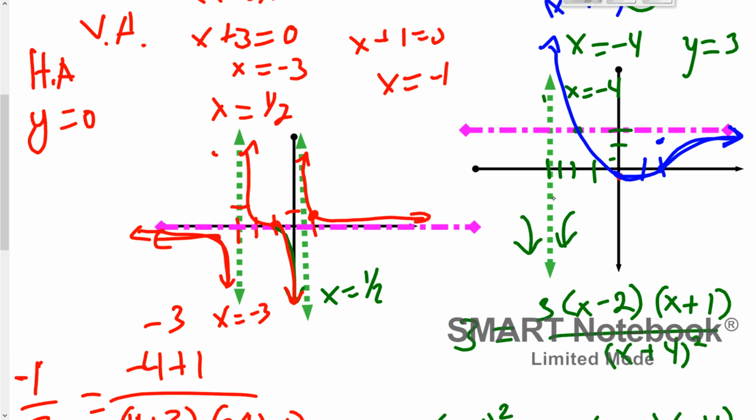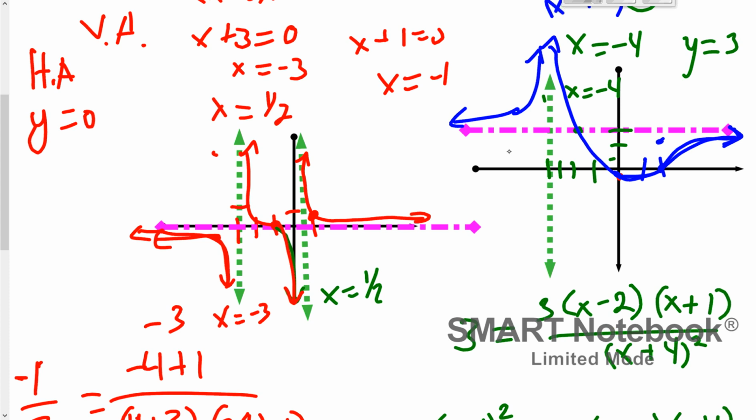Okay, so this vertical asymptote was squared, right? We had a multiplicity on that. Since we're going up on this side, that means we also have to go up on this side as well, so we're coming down and approaching that.